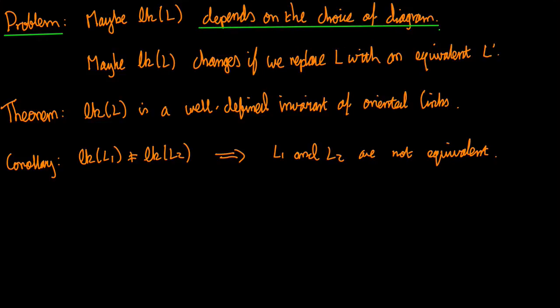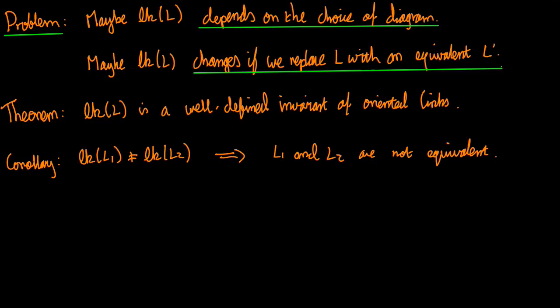And a related potential disaster is that maybe the linking number changes if we replace L with an equivalent link L primed. Remember, links are equivalent if we can deform them one into the other in three dimensions. We would like that to not change the linking number, because then the linking number will be useful. Except, again, maybe that's not going to happen.